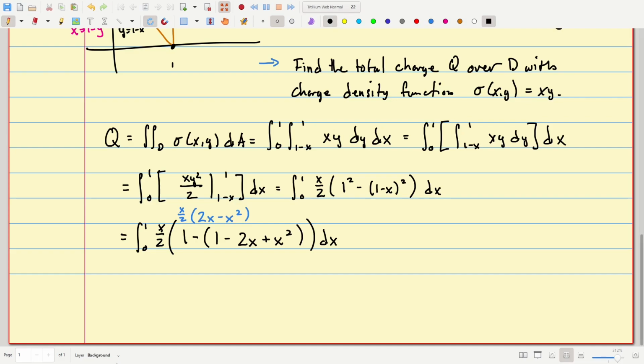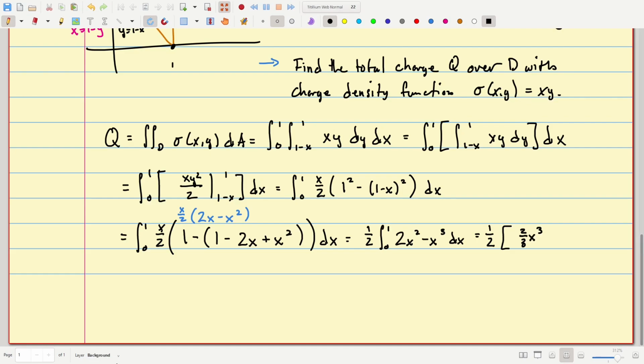Okay. So for the next step, I'm going to pull that 1/2 to the outside. We're going to be left with the integral from 0 to 1 of 2x squared minus x cubed dx. So distributing the x and then pulling out the 1/2 because it doesn't need to be in our way. And now we can integrate these other aspects term by term.